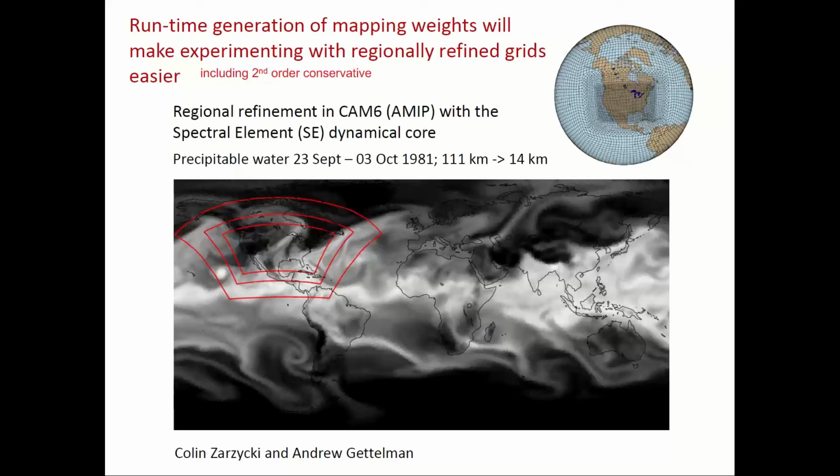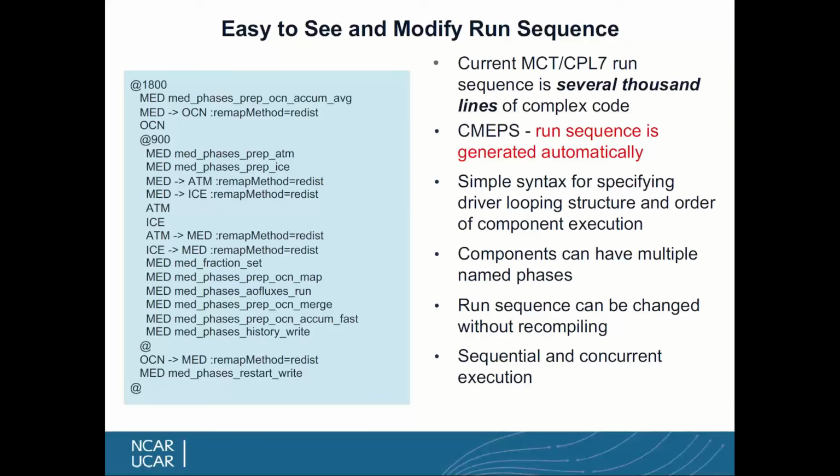As we're going to different refined grids, this will significantly pare down the ability for the community to introduce new refined grids more easily, because all of the mapping will be done online and you don't have to create a plethora of mapping files. So in coupler 7, we had several thousand lines of complex code that had to do with the driver sequence and the mediator sequence.